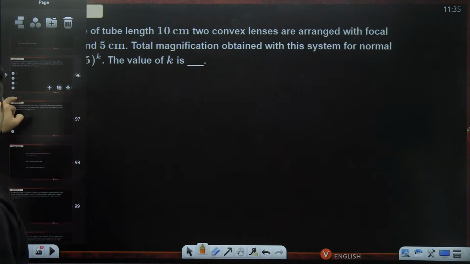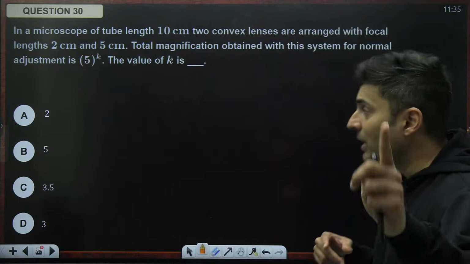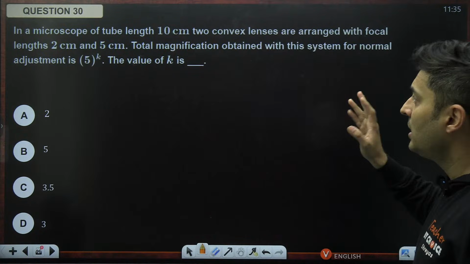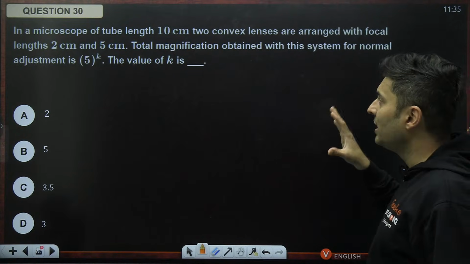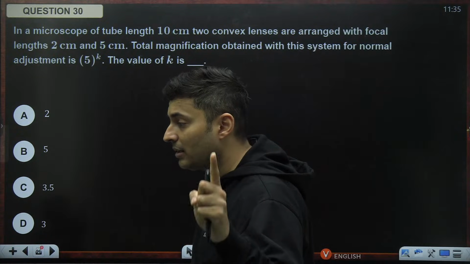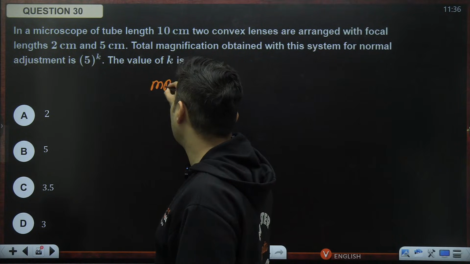Moving on to the next question. There was a microscope which was given. Again, microscope coming 2 times, guys. Length of tube and focal length of objective and eyepiece are given. Magnification for normal adjustment is how much? Same thing repeated 2 times. So what is the magnifying power, guys?